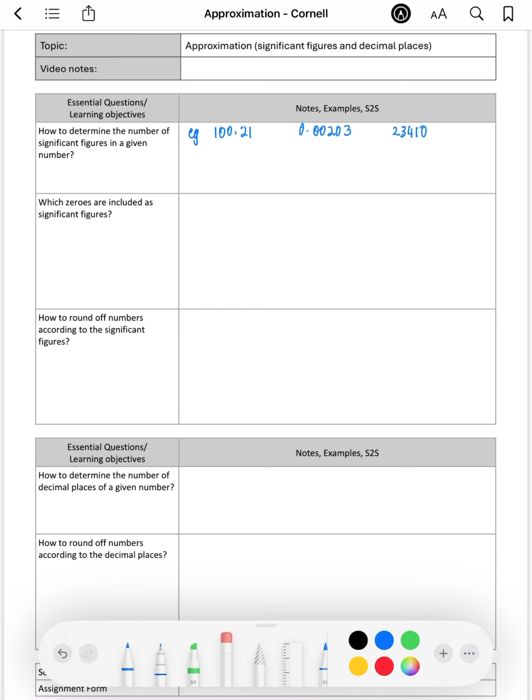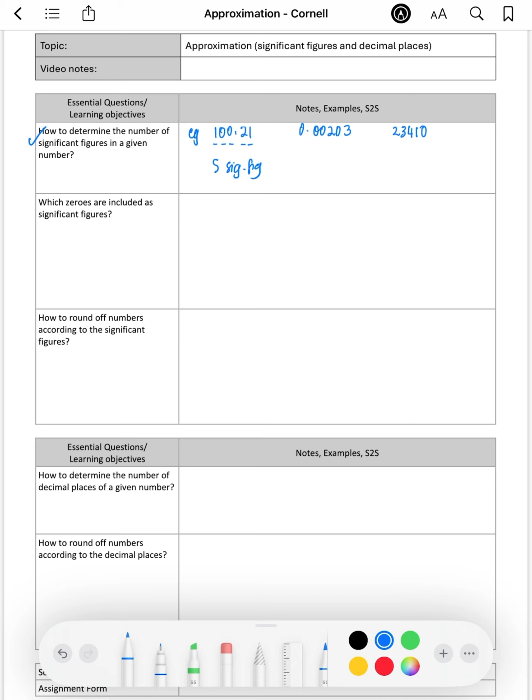So for the first one, for significant figures, I have three essential questions provided for you, three things that you need to know for significant figures. First one, how to determine the number of significant figures in a given number. So we count from the first digit, okay, we count from the first digit, so 1 until the last digit. So that means this one is 5 significant figures.